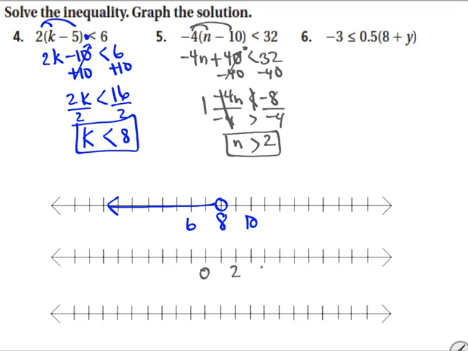Just throw a number line down here. We're not including 2, but since n is bigger, it can be anything larger than 2.